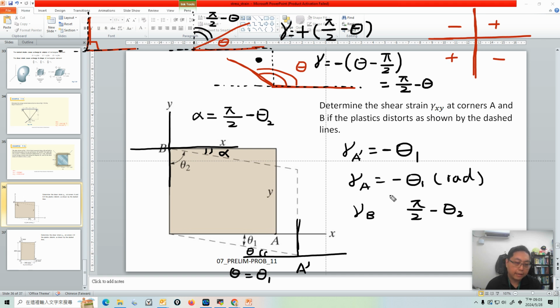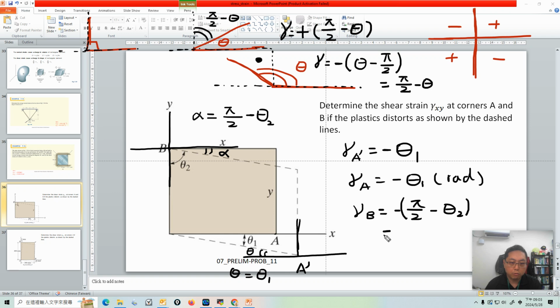The next important thing: is this shear strain positive or negative? You see this shear strain is in this quadrant. I think it is the fourth quadrant. This shear strain is in the fourth quadrant, which means it is negative.